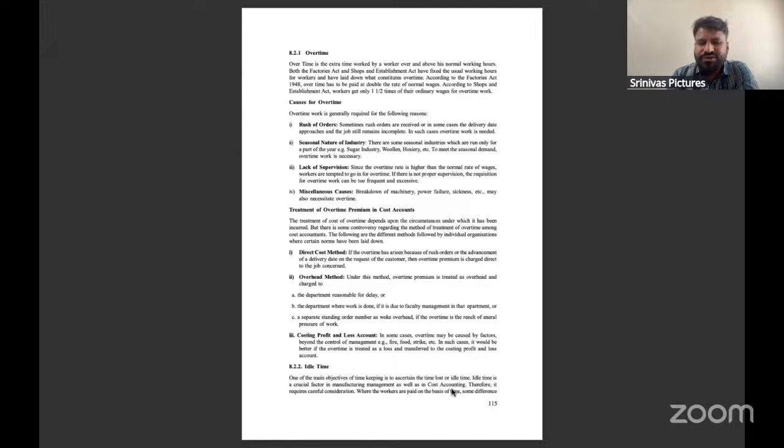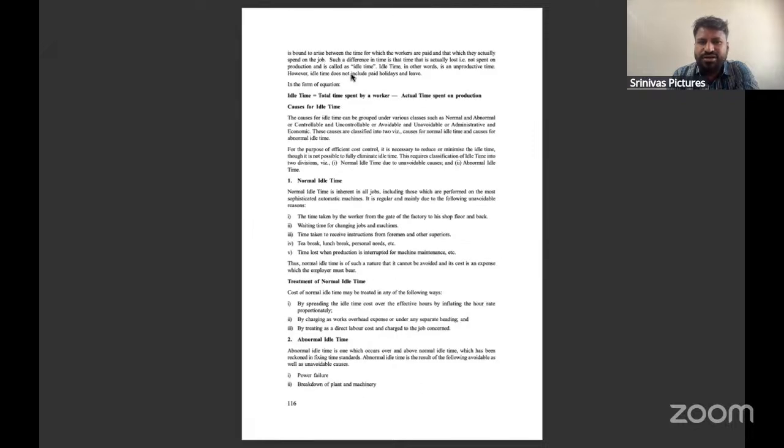Idle time is a very crucial factor for manufacturing management as well as cost accounting. Idle time means the difference between the total time spent by the work hours and the actual time spent on production. In companies, they allow 8 hours of work in the production area. If you work only 4 hours, the remaining 4 hours is wasted. That is called idle time, an unproductive time. Whatever time we spend in the production area without doing anything is also idle time.